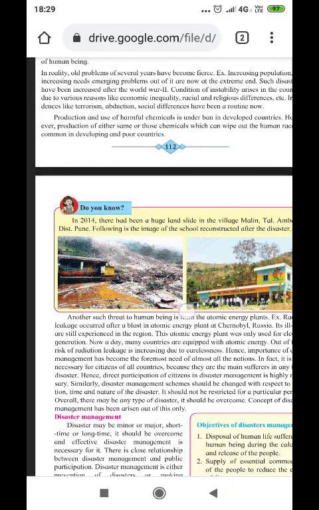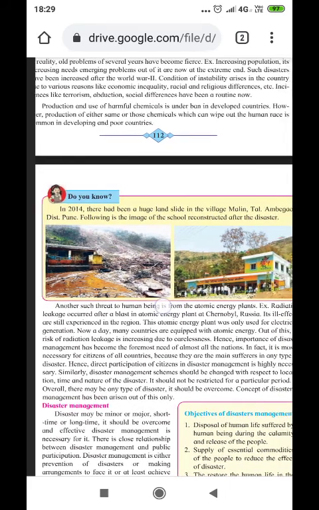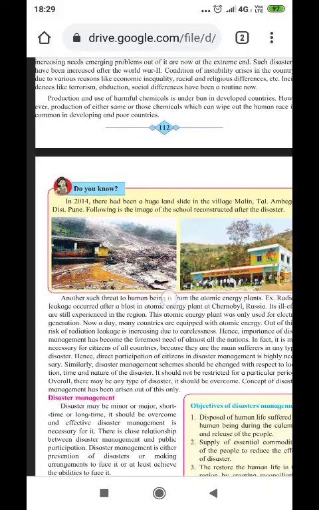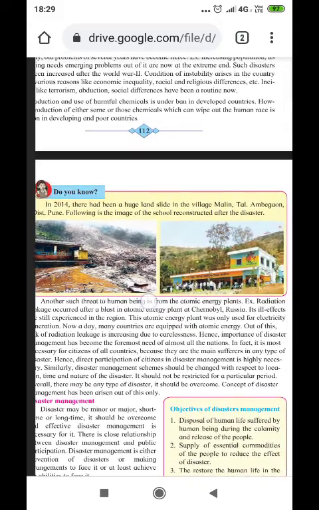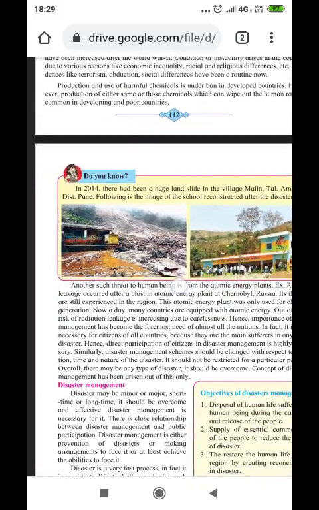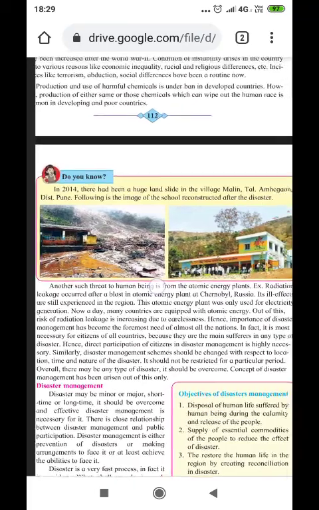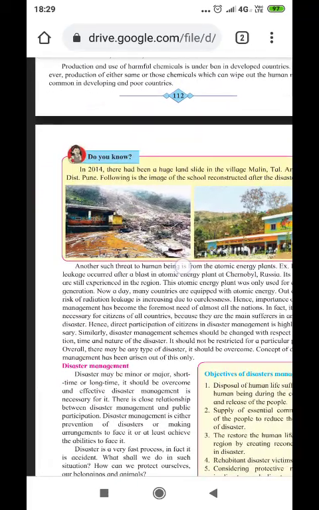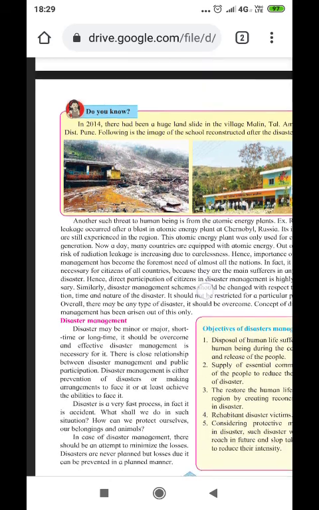Production and use of harmful chemicals is under ban in developed countries. However, production of some of these chemicals which can wipe out the human race is common in developing and poor countries.